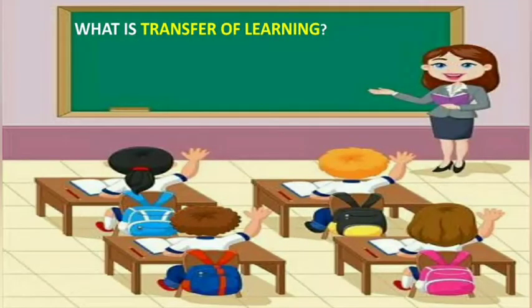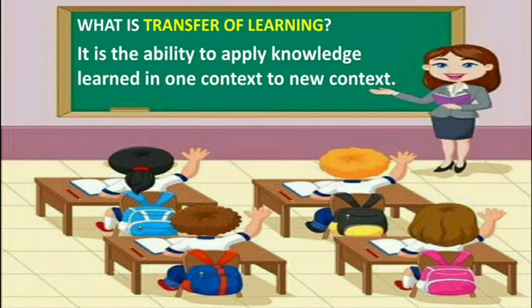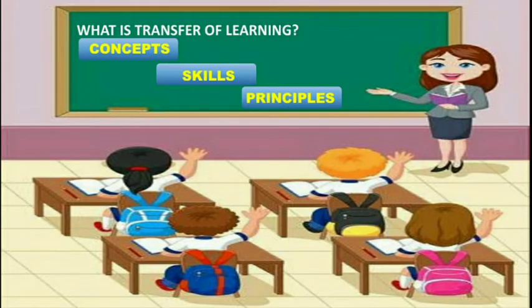What is transfer of learning? It is the ability to apply knowledge learned from one context to a new context. It means the use of previously acquired knowledge and skills in new learning or problem-solving situations. Transfer of learning occurs when the learner recognizes common features among concepts, skills, or principles. Transfer implies that what is learned in one situation can be shifted directly to another situation only when similarity in content, method, or attitude of the two situations is perceived by the learner.